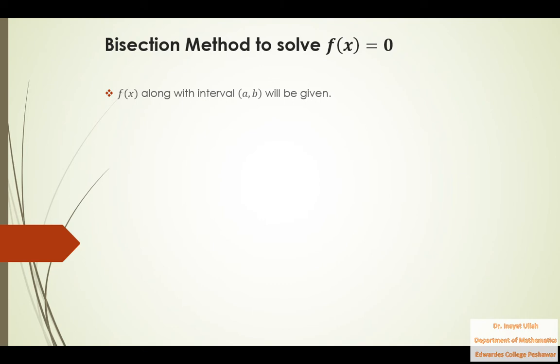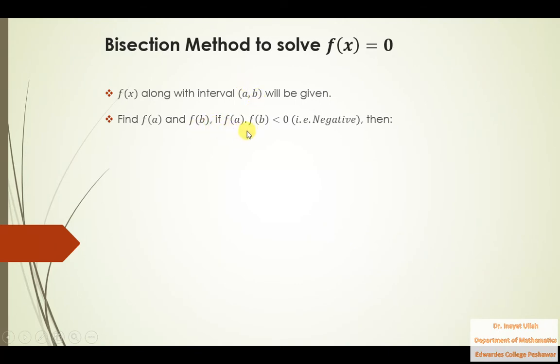The first step: you'll be given a non-linear function along with the interval in which the solution of that function lies. So the interval will be given to you, and the function will also be given to you. We need to find f of a and f of b. It means that we put x equal to a and find f of a, and then put x equal to b to find f of b.